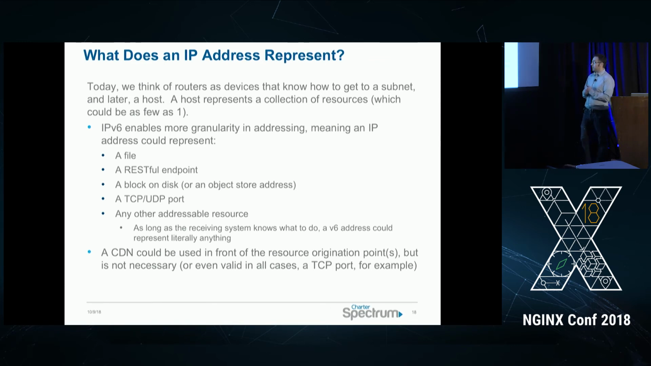In any of these cases, you can throw a CDN in front of them as long as it's something that can be cached or there's value to caching. So you may not want to do that with a TCP UDP port because there's no concept of caching a port. But a file, sure. A block on disk, sure. So it doesn't need a CDN, but it can use a CDN.